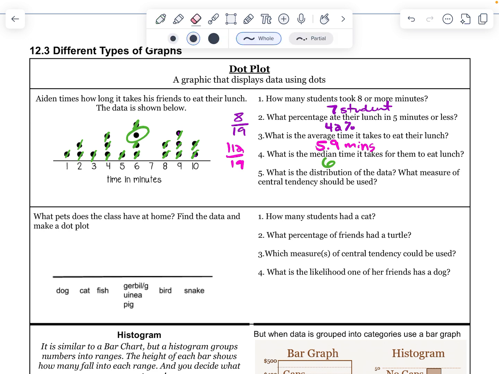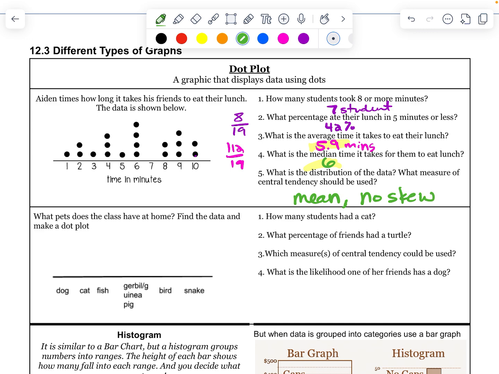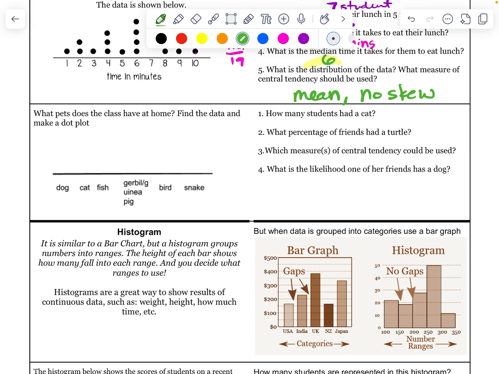What is the distribution of the data? So is it skewed left or right? Is it symmetric? What are we looking at? Maybe a little bit of a skew, but if you look, my average and my median are about the same. So we're going to say we can use the mean or the median. It doesn't really matter. It's not skewed. Right, in class, we made this dot plot ourselves with your class's information. We found the info. Make some numbers up for this.